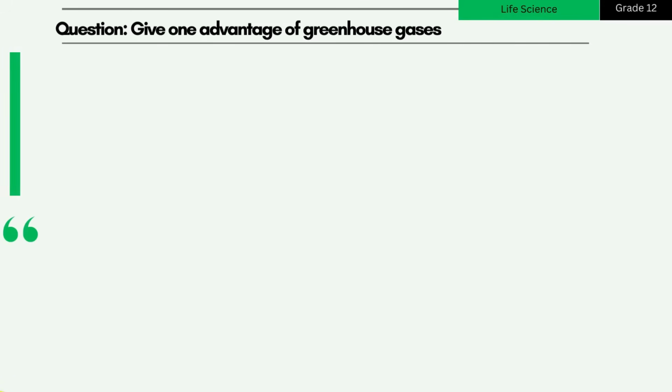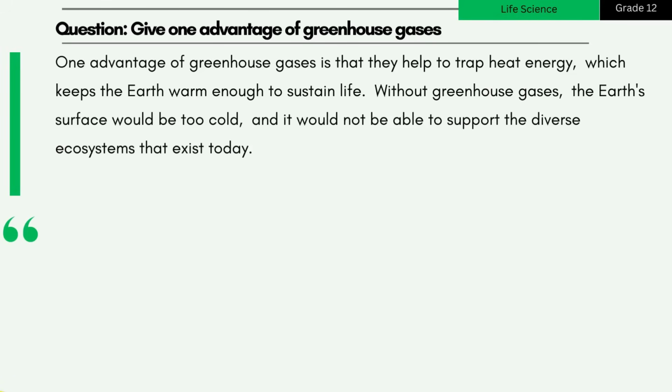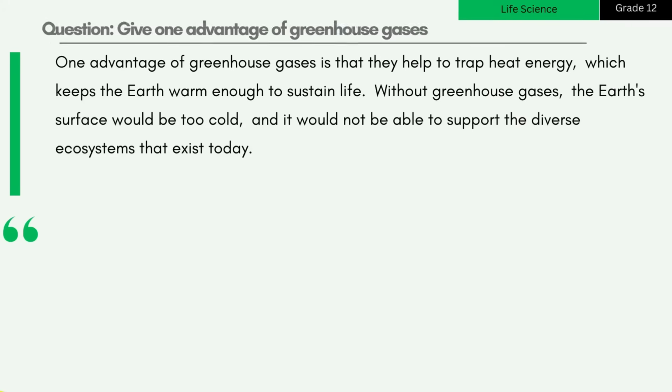Question: give one advantage of greenhouse gases. One advantage of greenhouse gases is that they help to trap heat energy, which keeps the Earth warm enough to sustain life. Without greenhouse gases, the Earth's surface would be too cold, and it would not be able to support the diverse ecosystems that exist today.